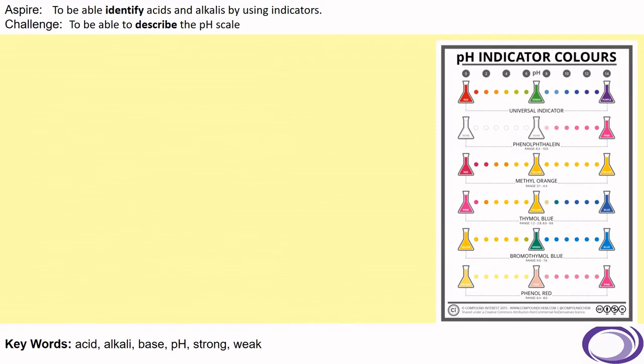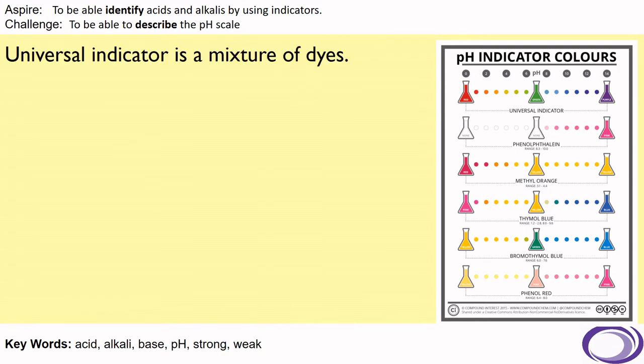There are some other indicators as well that are more chemical and can be used in a lab. We have our universal indicator, which gives us a wide range of colour changes, but some indicators only indicate whether it is an acid or an alkali. For example, phenolphthalein will be pink in alkali conditions and it will be colourless in acidic conditions. Methyl orange is red in acidic conditions and it will be yellow in alkali conditions. And there are a few others on the screen on the image at the moment.